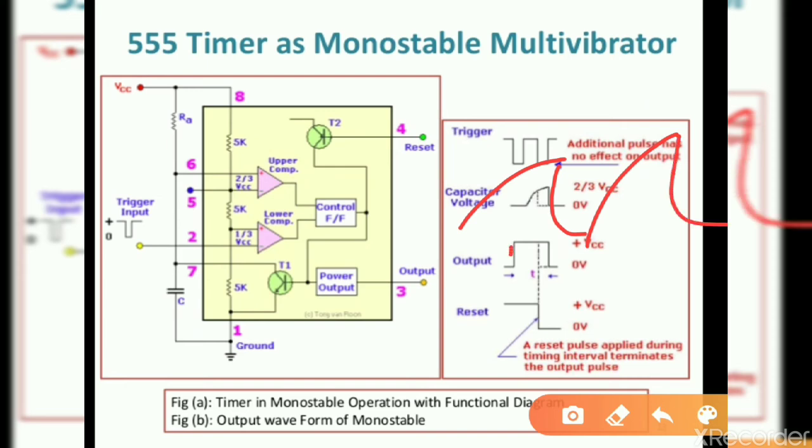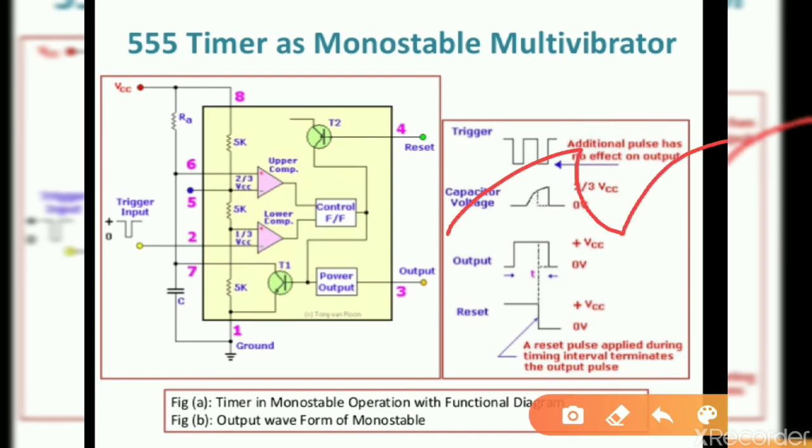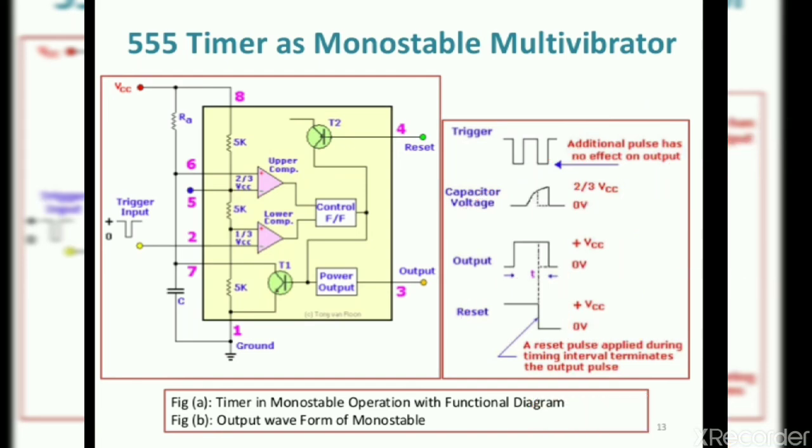Whenever the capacitor is charging, you will get the positive output. When the capacitor is discharging, you will get the negative output. So it is charging and discharging, charging and discharging. When the capacitor charges, you get the positive; when it is discharging, you get the negative. So this is how you get the positive and negative waveforms during the charging and discharging of the capacitor.